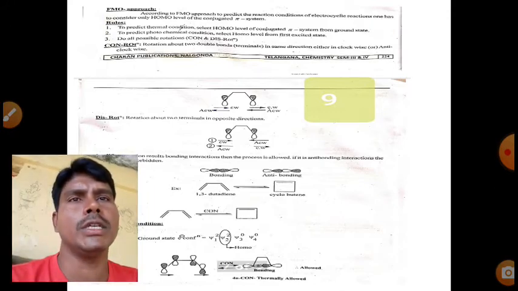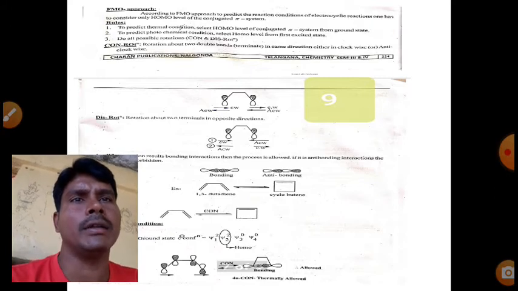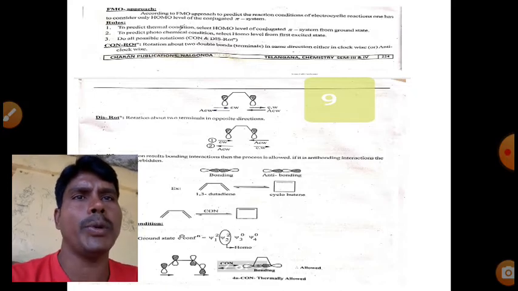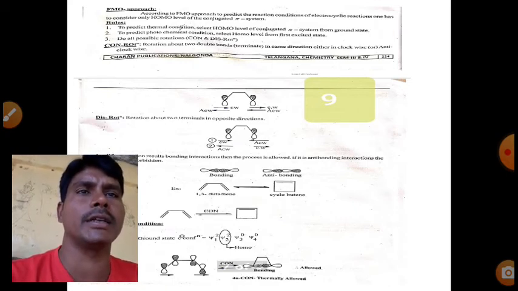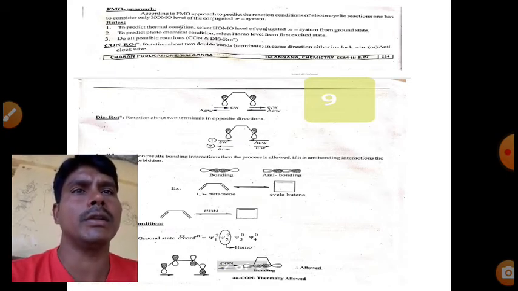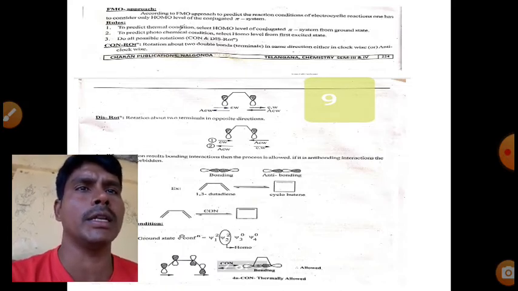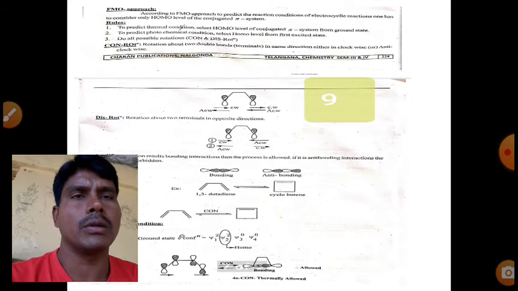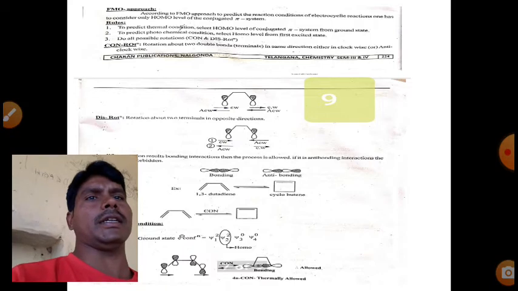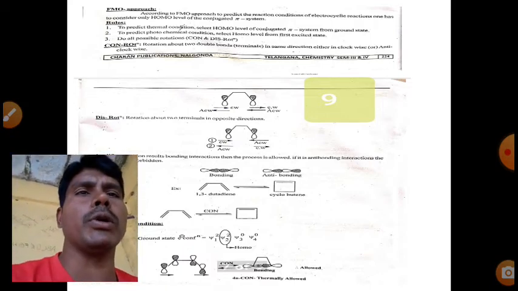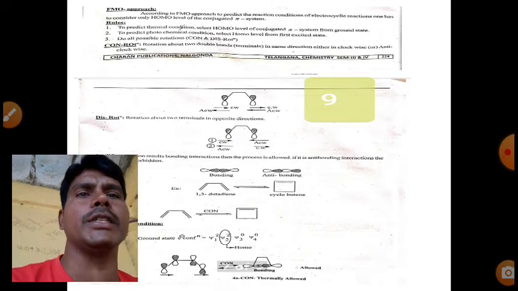So here two rules are there. To predict the thermal condition, select the HOMO level of the conjugated pi system from the ground state. To predict photochemical conditions, select the HOMO level from the excited state. In photolytic condition, select the HOMO level at the excited state. Do all possible rotations, those are conrotation and disrotation.